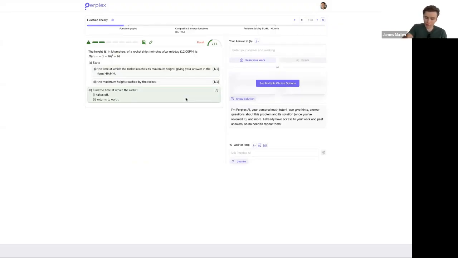And then part B, find the time at which the rocket takes off. So the rocket takes off from a height of 0. We're assuming it leaves Earth. So h of t is equal to 0. And that's also the condition under which the rocket returns to Earth. When it comes back down, the height is also 0, which means that negative (t minus 20) squared plus 16 is equal to 0.